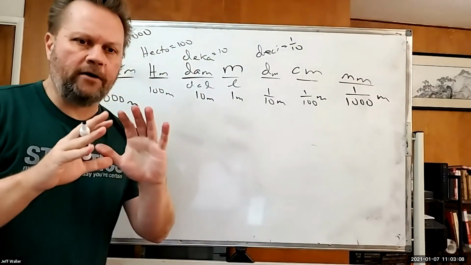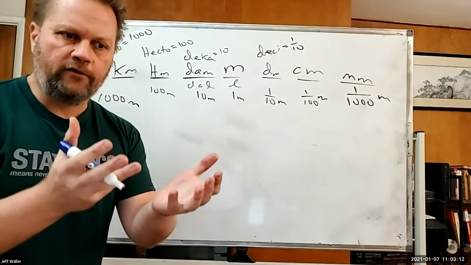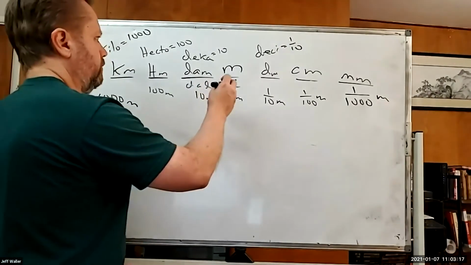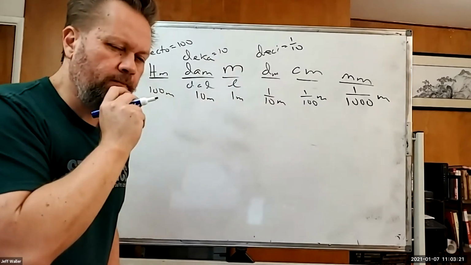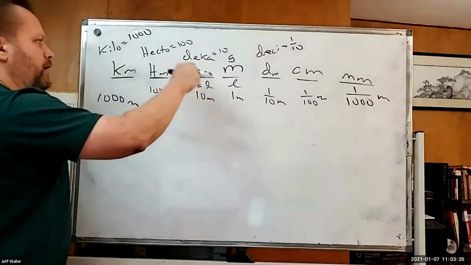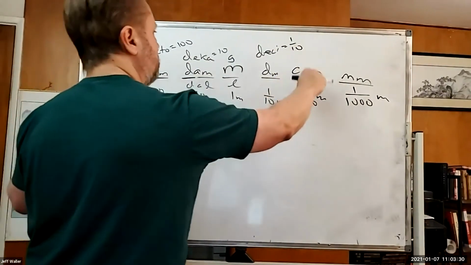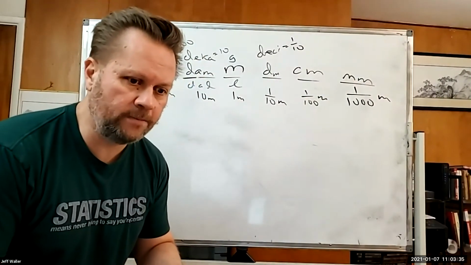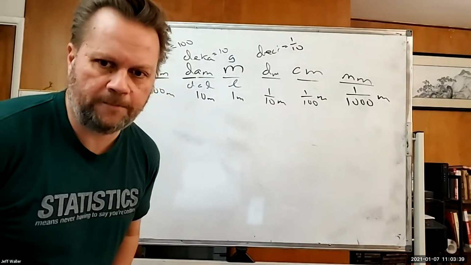And of course, what about for mass? What's the unit of mass? The weight? Cubic meter? No, that's volume. Grams. So you have decagrams, hectograms, kilograms, decigram, centigram, milligram. You hear that in medicine because medicine has to make sense to the whole world, so it needs to use metric.